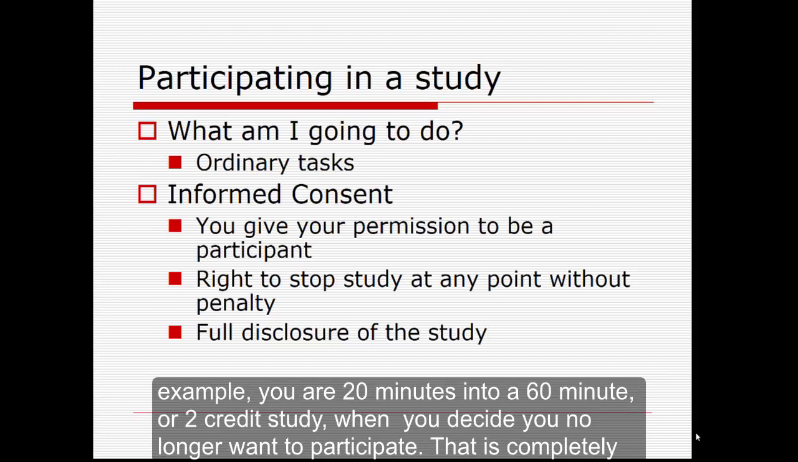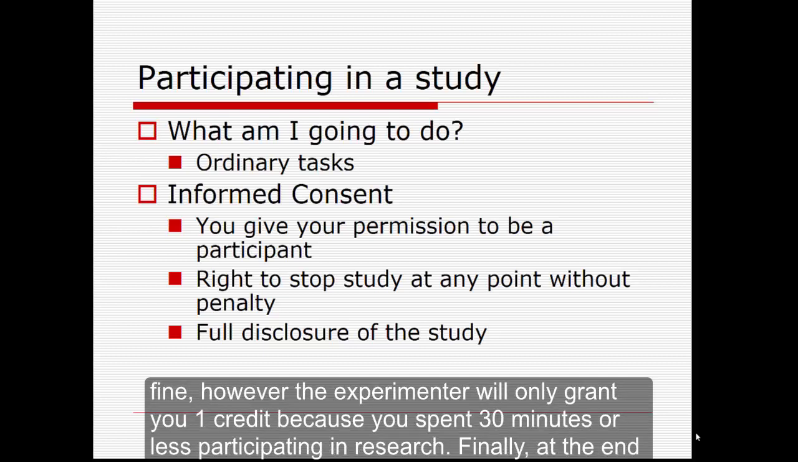Say, for example, you are 20 minutes into a 60-minute or 2-credit study when you decide you no longer want to participate. That is completely fine. However, the experimenter will only grant you 1 credit because you spent 30 minutes or less participating in research.